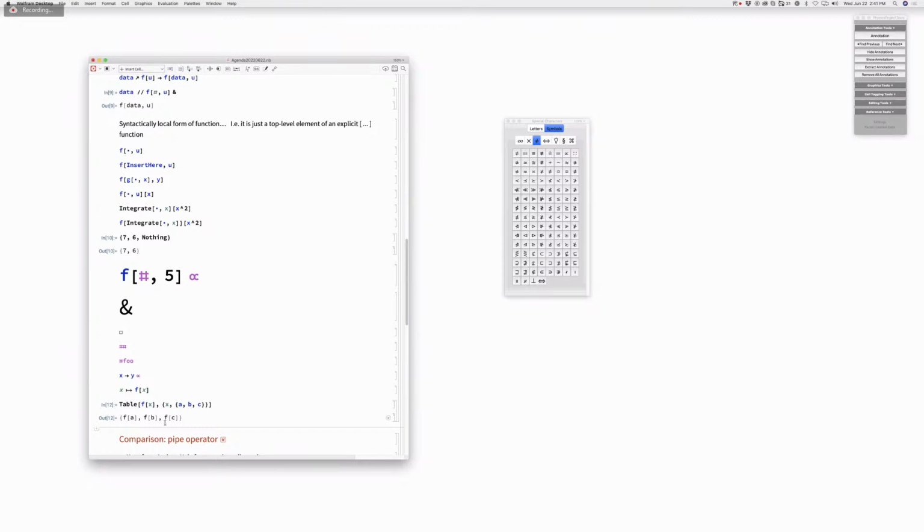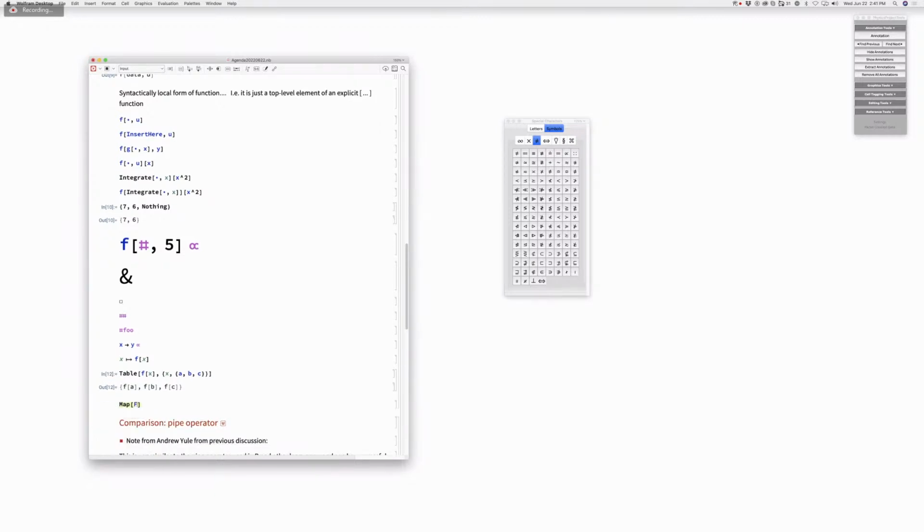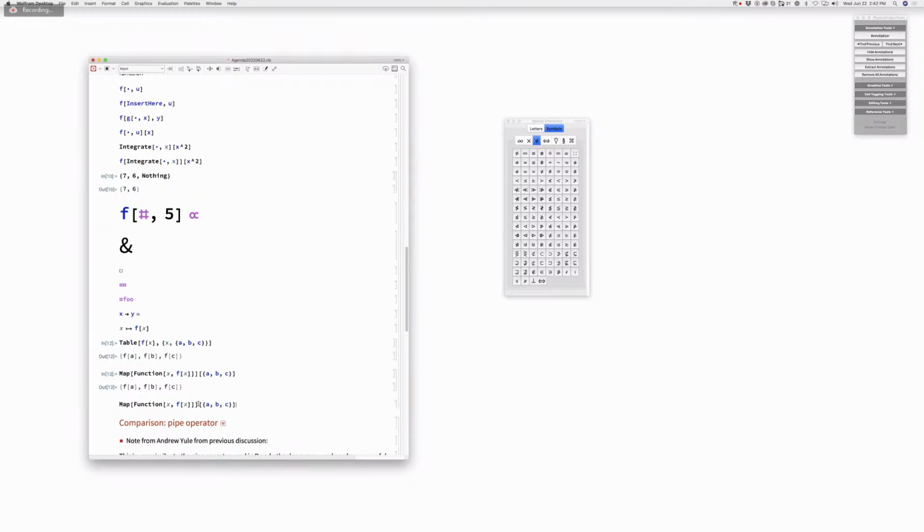What we've got right now is map function x f of x, and then we can apply that to ABC, and we get that. But now the question is, is there any way of minimizing this? I don't know if this is a good idea, but we could imagine something like map function x f of x, and then this. Is that useful or interesting?